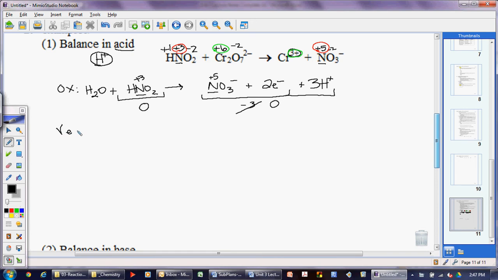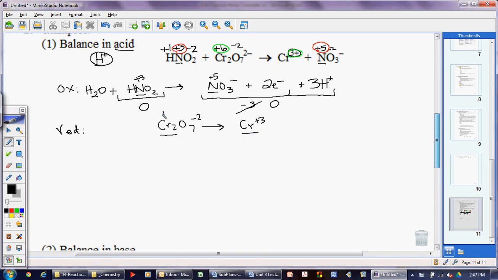Let's do then our reduction. In our reduction step, we have Cr2O7 with a 2- charge turning into chromium 3+. Again, here we want to make sure that the number of chromiums undergoing that change are equal before we begin.